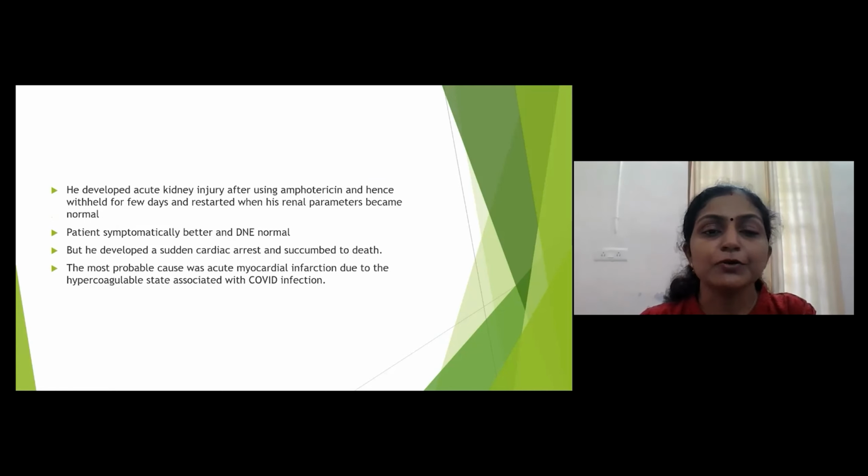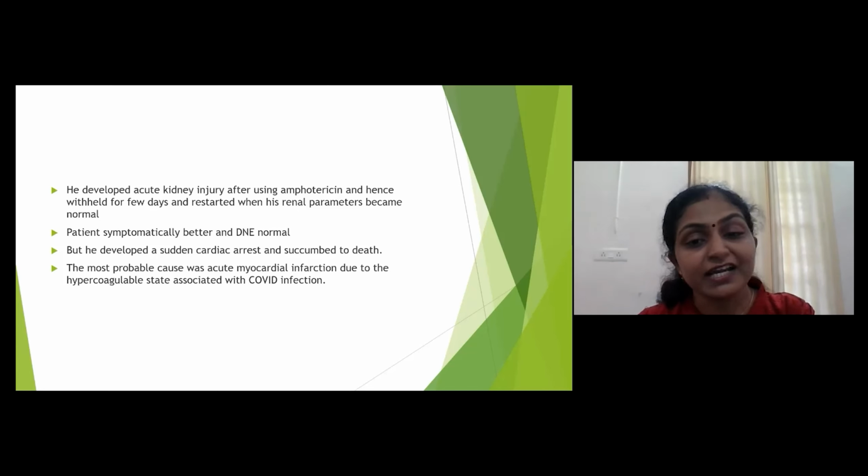He developed acute kidney injury after using amphotericin, and hence it was withheld for a few days and restarted when his renal parameters became normal. Patient became symptomatically better and DNE normal. But he developed a sudden cardiac arrest and succumbed to death. It was very unfortunate. The most probable cause was acute myocardial infarction due to hypercoagulable state associated with COVID infection.